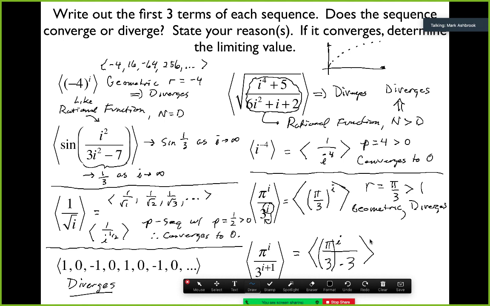So this is the same. Same reasoning. R is pi over 3, which is greater than 1. So it's a geometric series that diverges. Okay, questions on any of these examples?